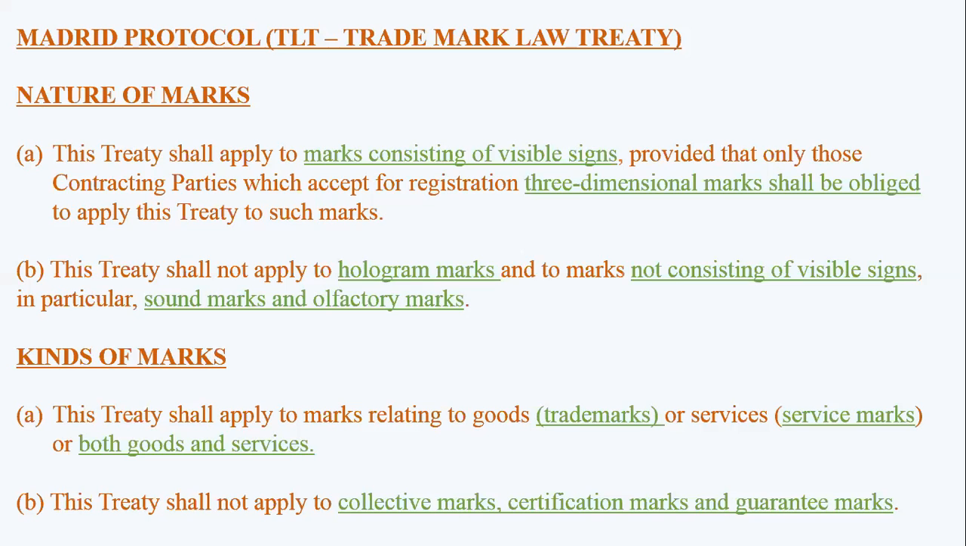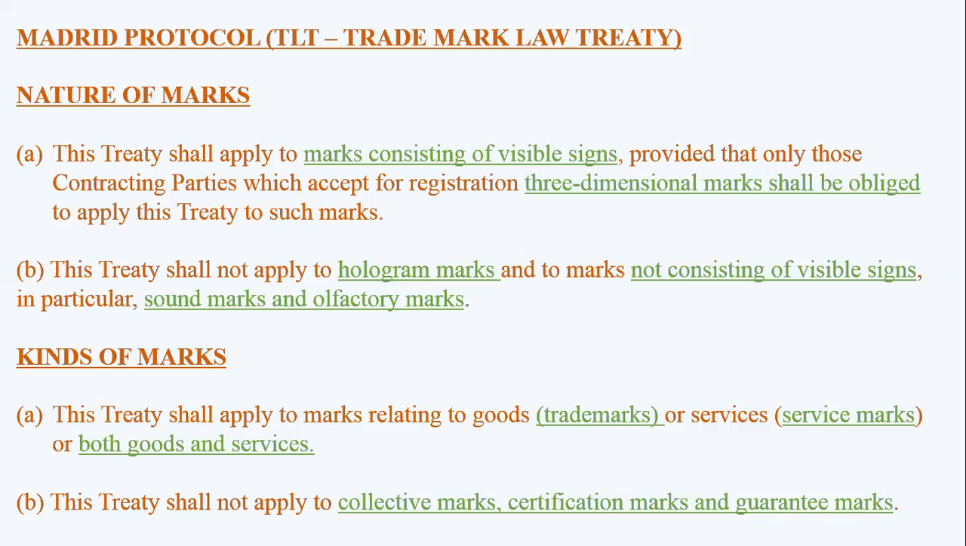Sometimes there are marks which we are generally unable to see with our naked eyes. Those types of marks are also there, for identification of the goods, but that type of marks cannot be covered or registered under this treaty. Three-dimensional marks are also there, which should be protected under the Madrid Protocol or Madrid Treaty.